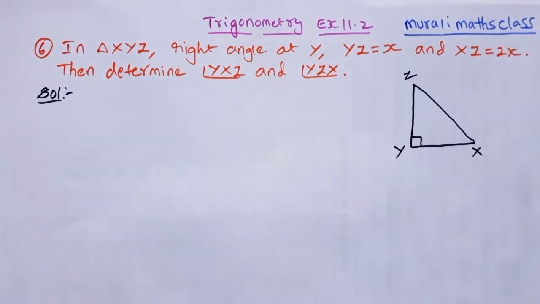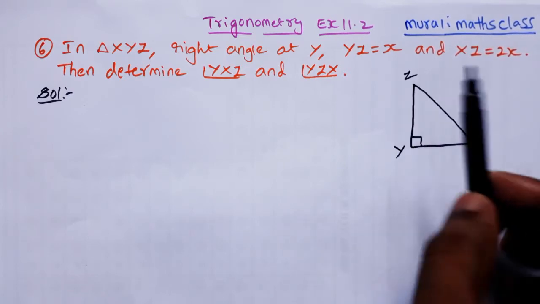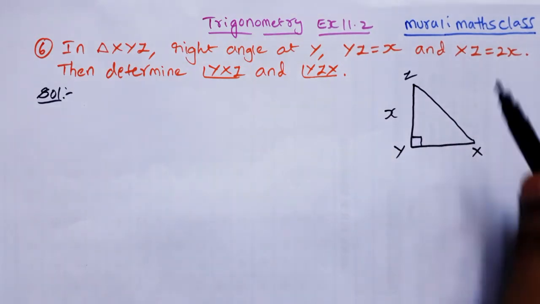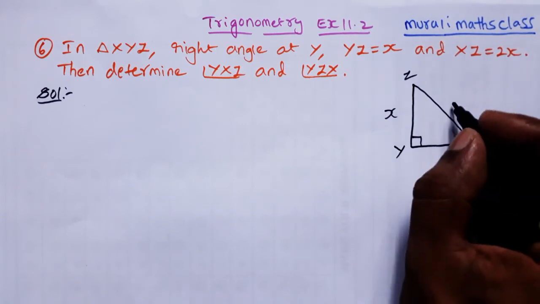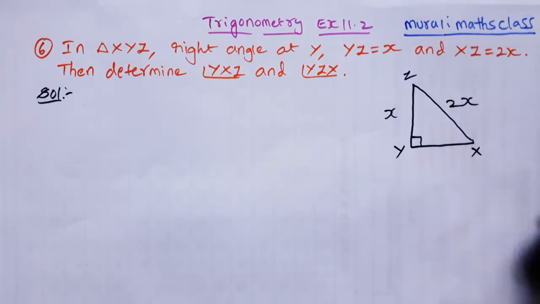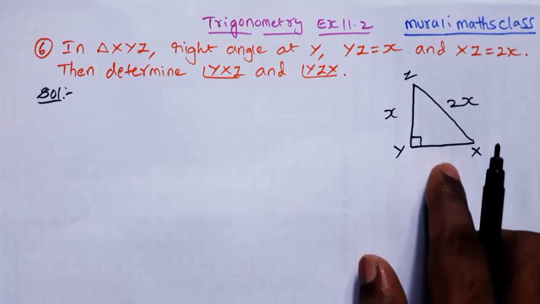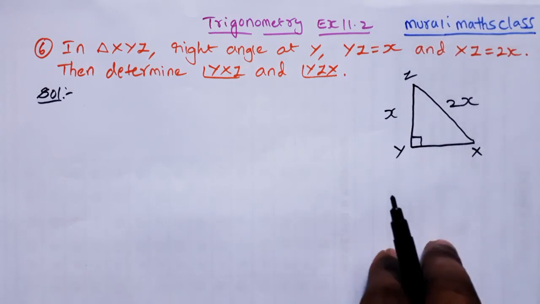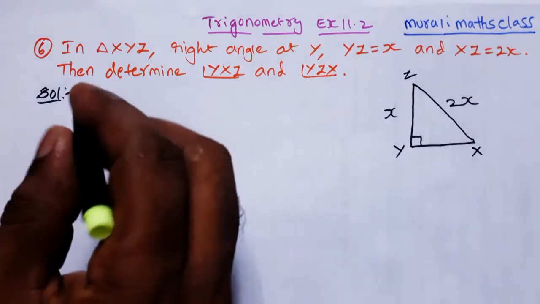Next, they gave that YZ is equal to X. Where is YZ? This one, Y to Z. That is X, right here. XZ is 2X, right here. So we marked two lengths that are given, and the third length is not given. We need to find this. How to find this? By Pythagoras theorem.